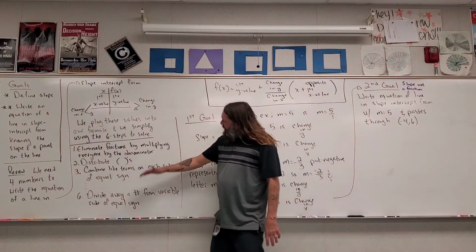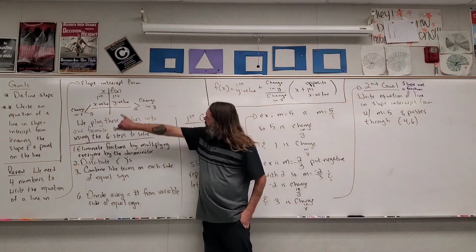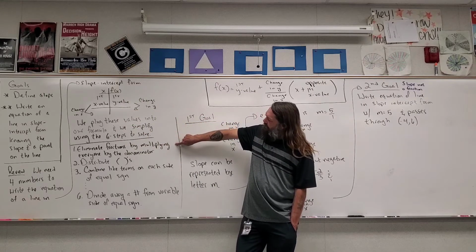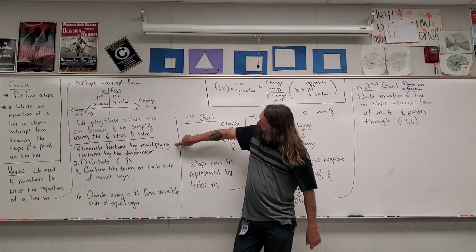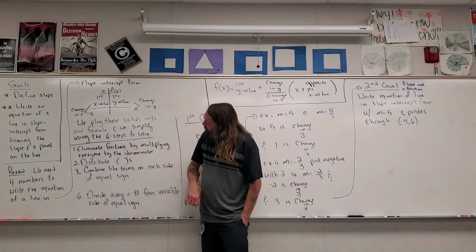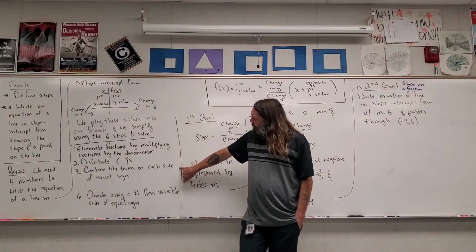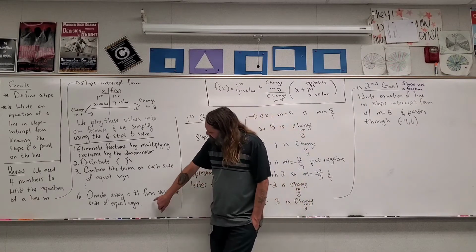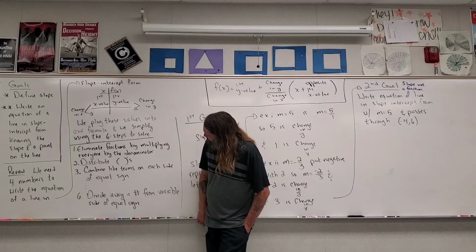Now, to simplify the equation of the line and put it in slope-intercept form, the first thing we try to do is eliminate fractions by multiplying everyone by the denominator. Second thing we try to do is distribute. That means we have parentheses. Thirdly, combine like terms on each side of the equal sign. We don't do step 4 and 5. And the last thing we're going to do is divide away a number from the variable side of the equal sign.